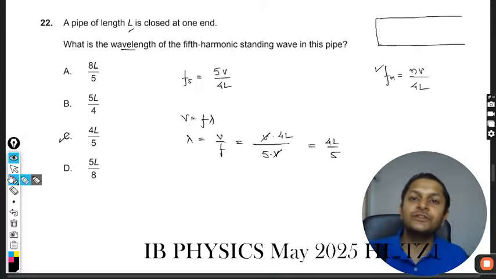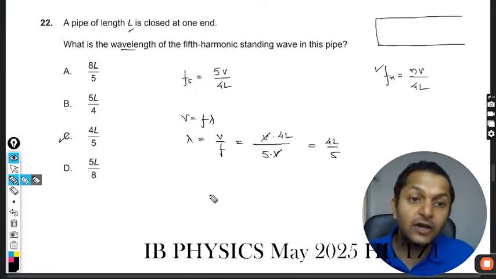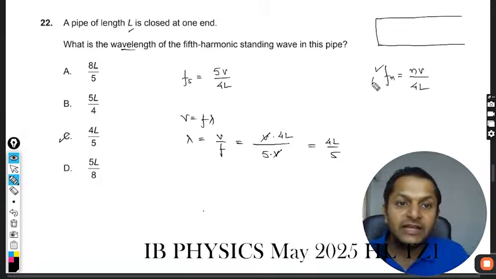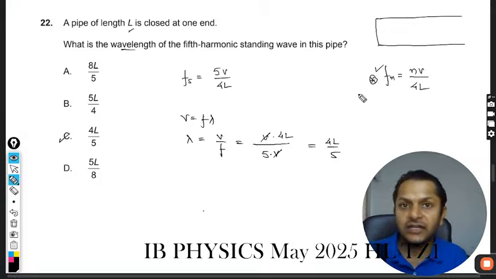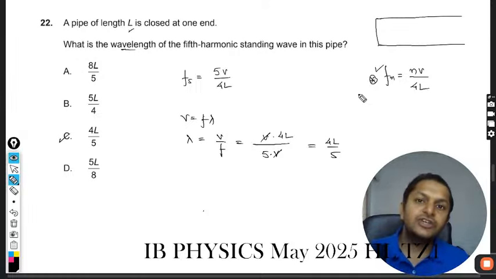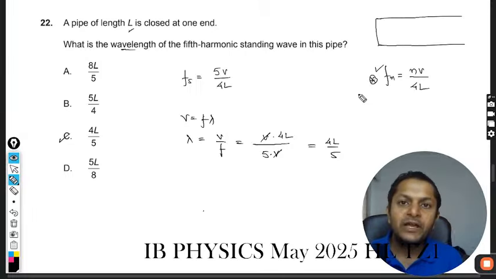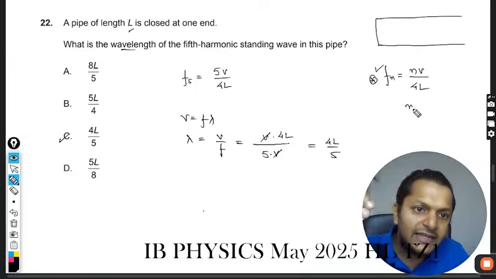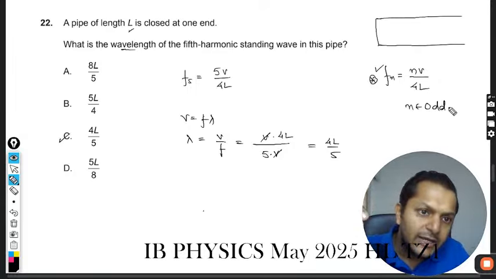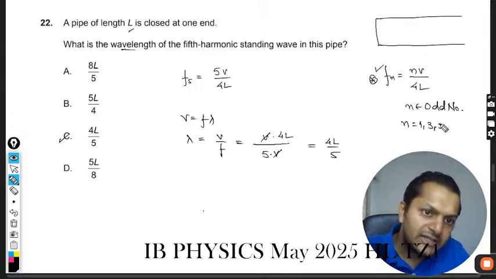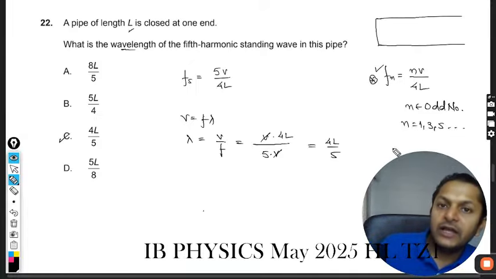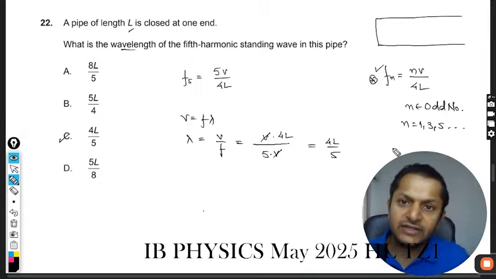And the answer for this question is C. This is how we do it. It's quite simple, straightforward. The only problem is that the formula is not given in the data booklet. So you have to remember this formula. Keep this in your mind, and in this formula, n is always an odd number. You have to keep this also in mind. So n can be equal to 1, 3 and 5. 4 or 6 is not possible in these. Only odd harmonics are present in this.